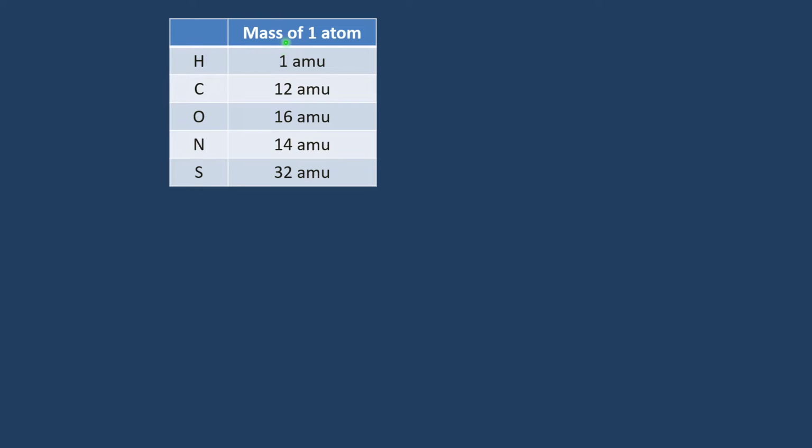Mass of one atom of hydrogen is approximately 1 AMU. One atom of carbon is 12 AMU. One atom of oxygen is 16 AMU. One atom of nitrogen is 14 AMU. One atom of sulfur is 32 AMU.